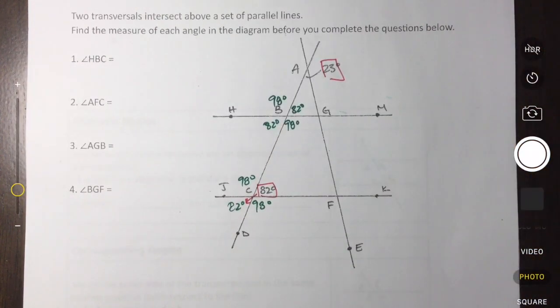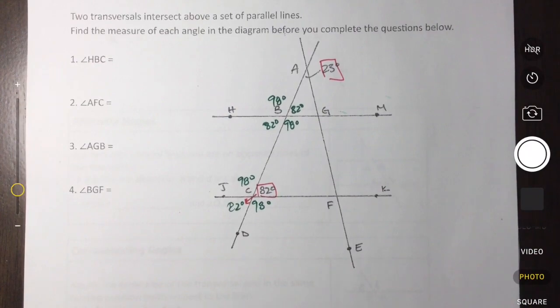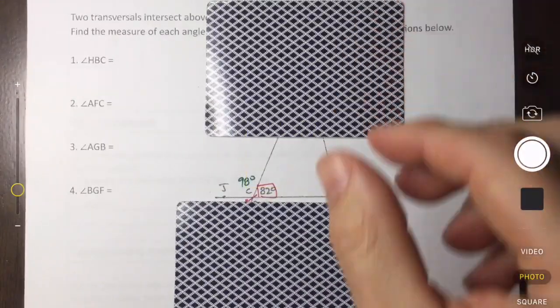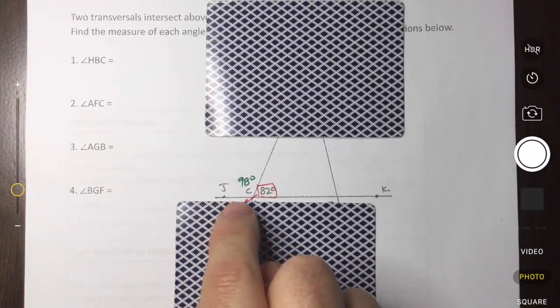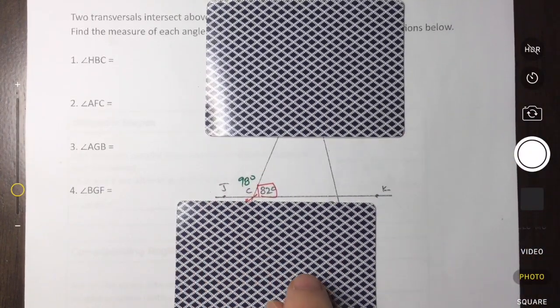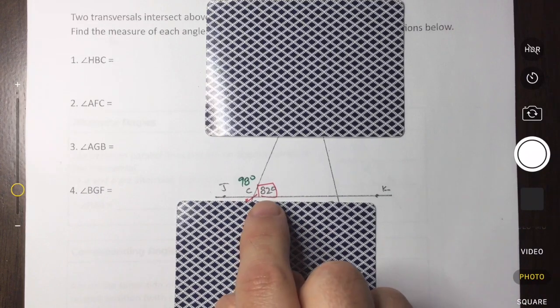When I go back to that same part, and I'm actually going to use a couple of playing cards, what I can see is that if I cover up the bottom here and I cover up all of the top, and I can just cover that part up with my hand, what I have is a straight line with an angle that's being created of 82 degrees.